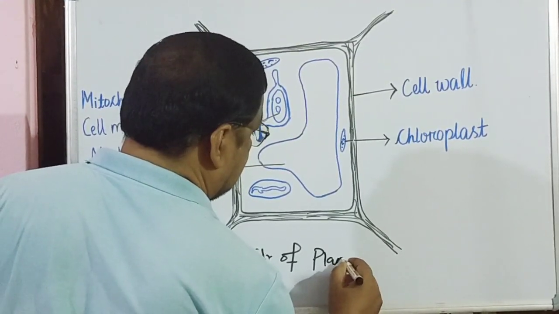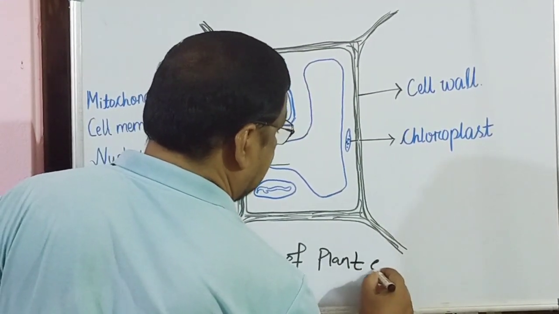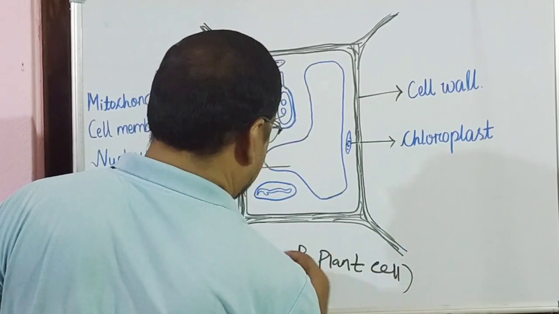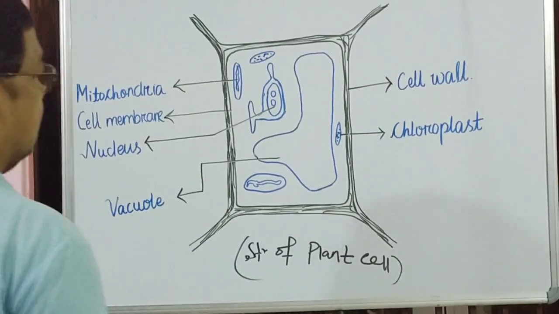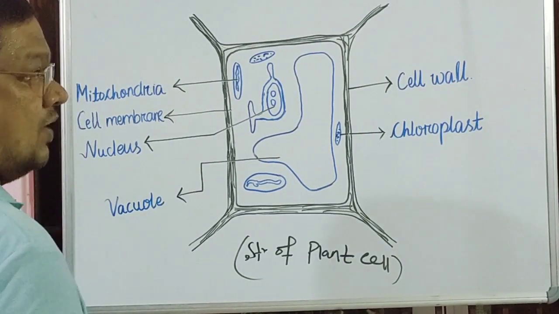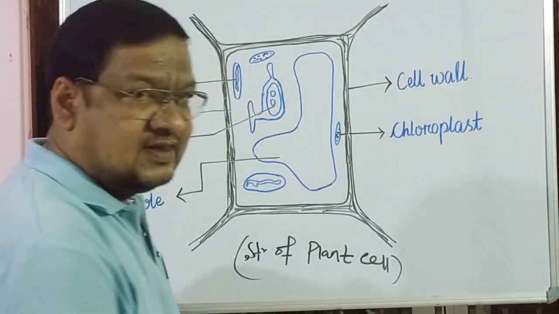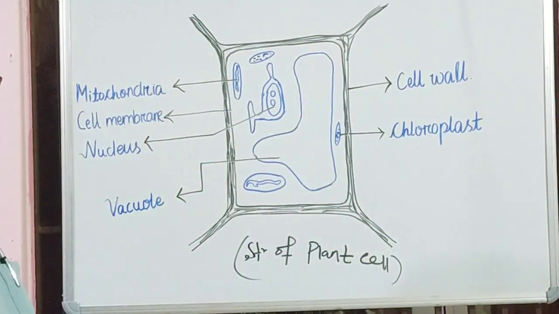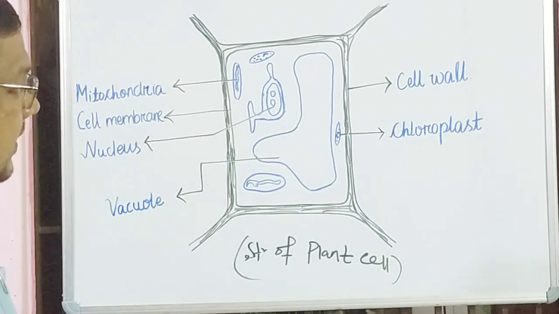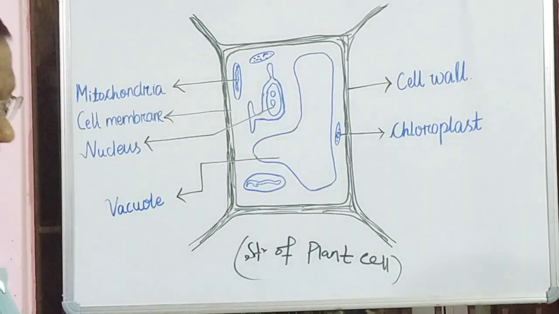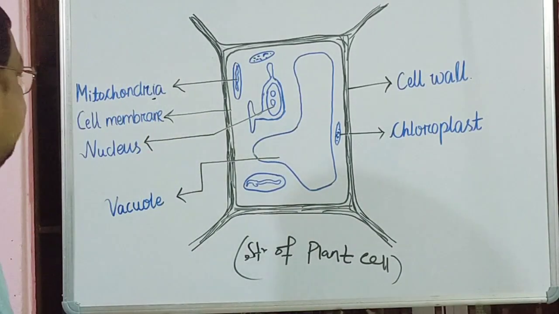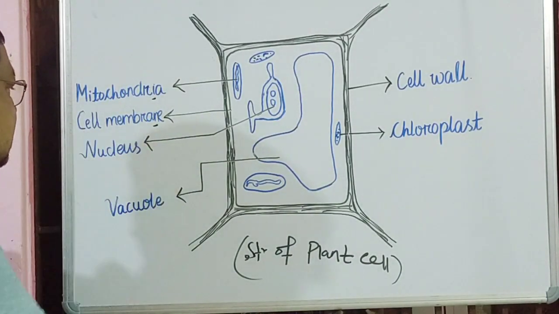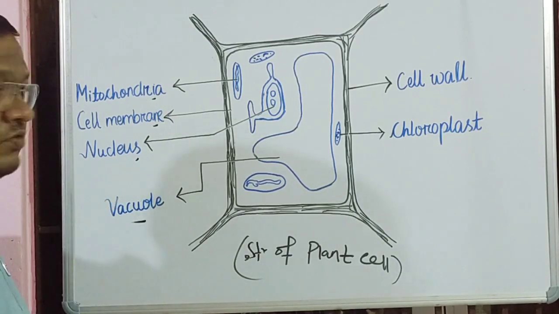This is the structure of a plant cell. You have seen the animal cell. Animal cell was oval, circular. But this is the plant cell. Plant cell is rectangular or hexagonal in structure. What is the difference? In that case, mitochondria was present, cell membrane was present, nucleus was also present, vacuole was also present.